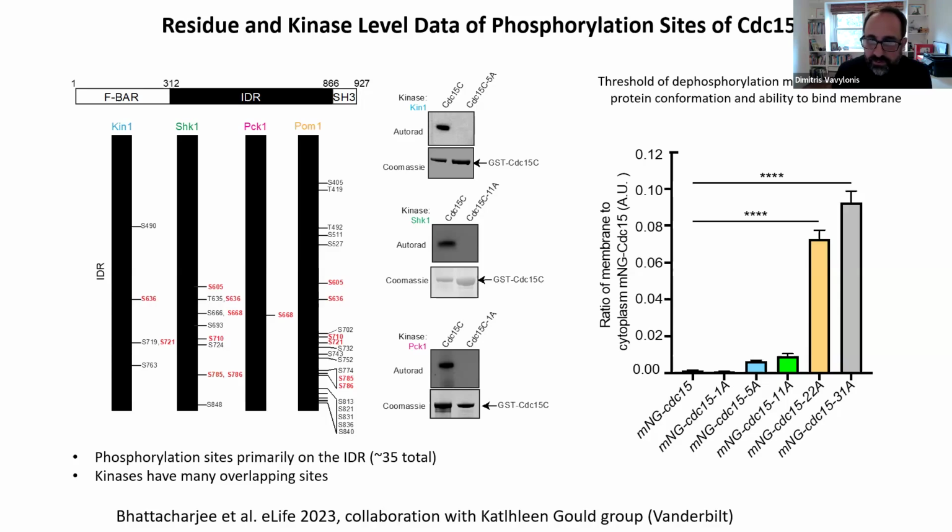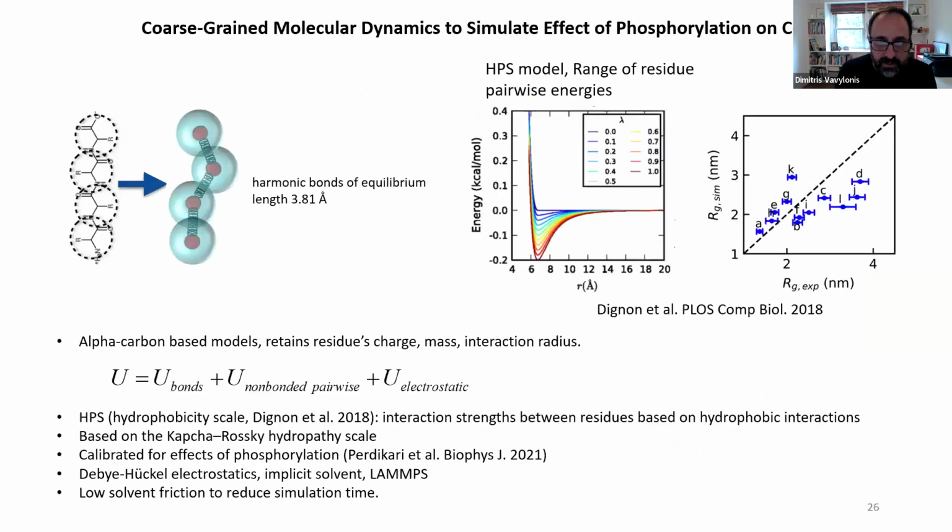Okay, so we figured, if it's largely driven by how many of them we have, maybe we can simulate that. And for that, we used recently developed models for disordered proteins. These are coarse-grained models. This can only be approached at this level by some kind of coarse-graining procedure.